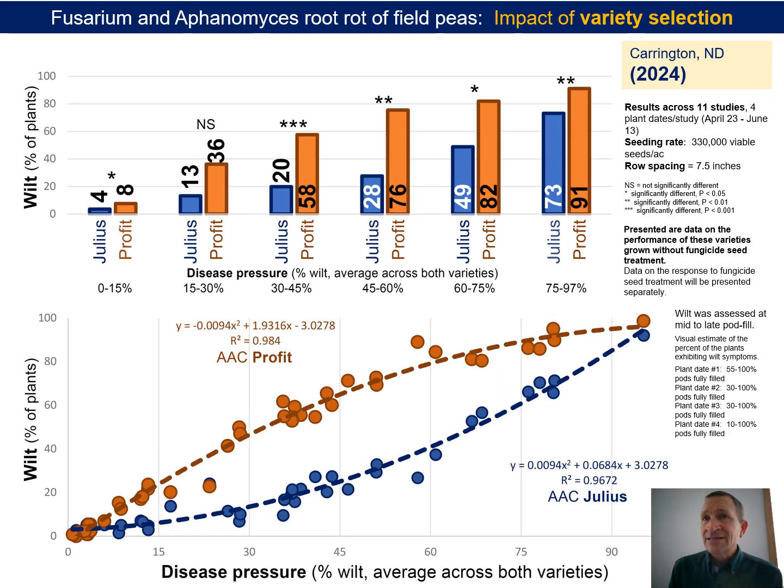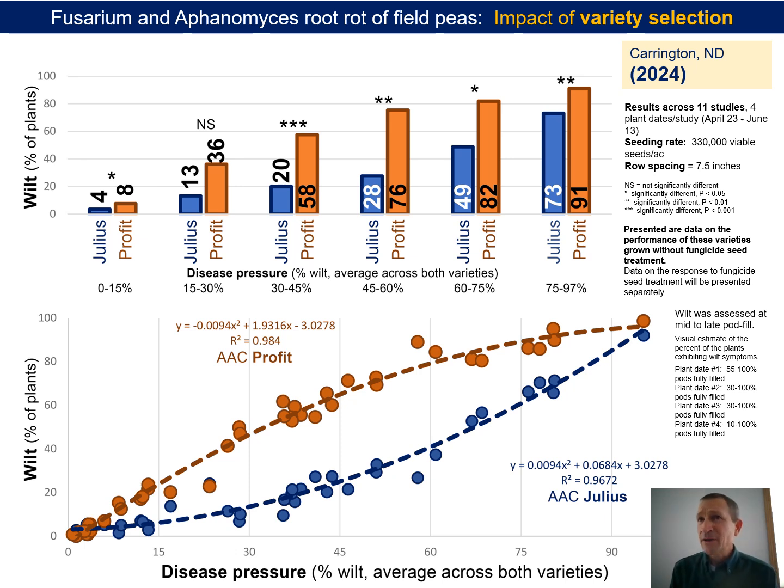Julius developed less wilt than Prophet at all levels of disease pressure. Except in this case, notice we looked at the performance of these two varieties under catastrophic levels of wilt. Almost 100% incidence, okay? And when the disease pressure got to catastrophic levels, now the two varieties perform very similarly. What that means is that the tolerance to Aphanomyces has its limits.